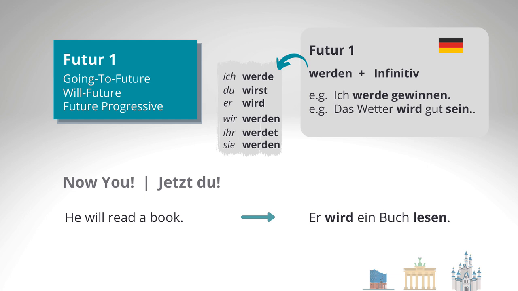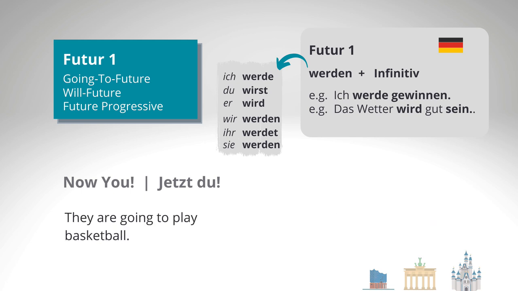And as we learned, while the Hilfsverb wird has the second part of the sentence, so right after the subject, wird, lesen, the infinitive, is at the end of our sentence. So our sentence is, wird ein Buch lesen. Let's have one more.